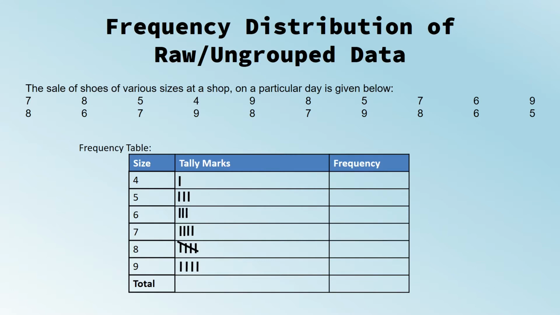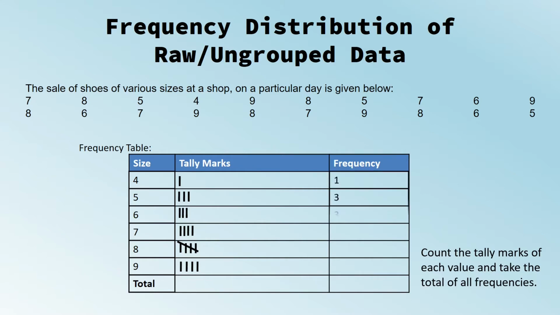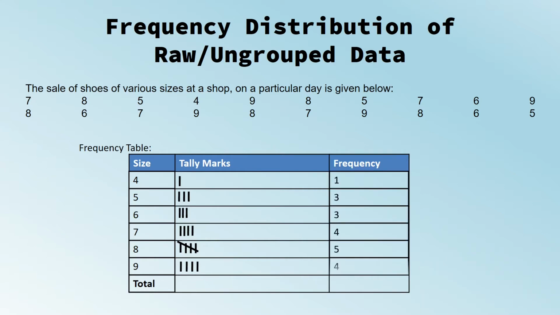And then at last we add up all the frequencies. So we count the tally marks of each value and take the total of all frequencies. Now getting the total of all frequencies confirms that we have counted all the numbers that are available to us in the data.